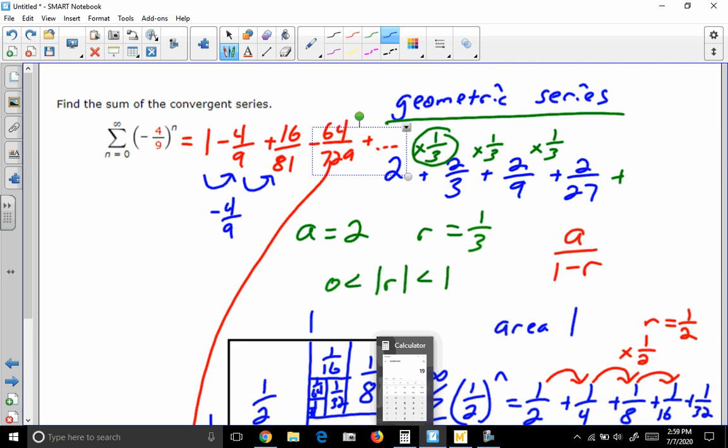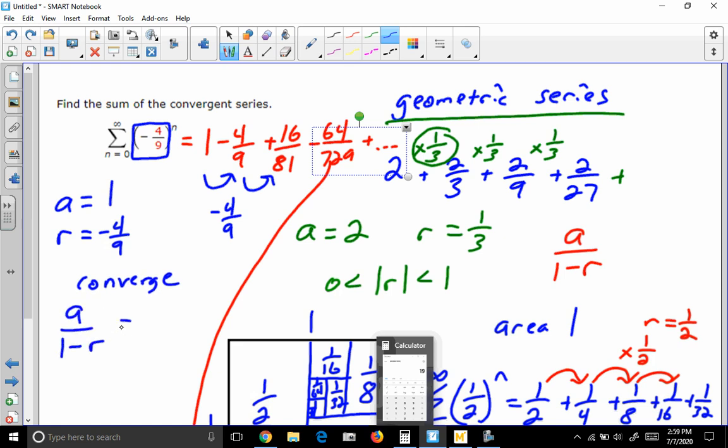The way we recognize this is if we have a constant to a variable power, and the absolute value of that constant is less than 1, it's between 0 and 1. So this one is going to converge. And to find what it converges to, we use the formula A over 1 minus R. So A over 1 minus R is 1 over 1 minus negative 4/9.